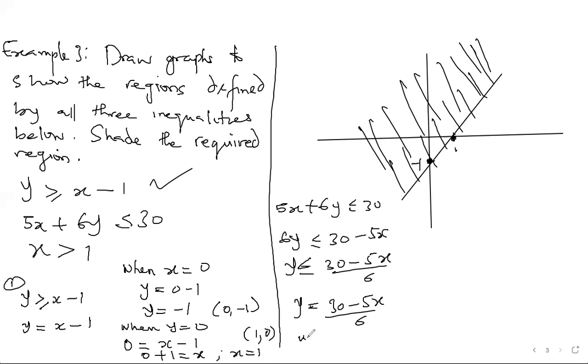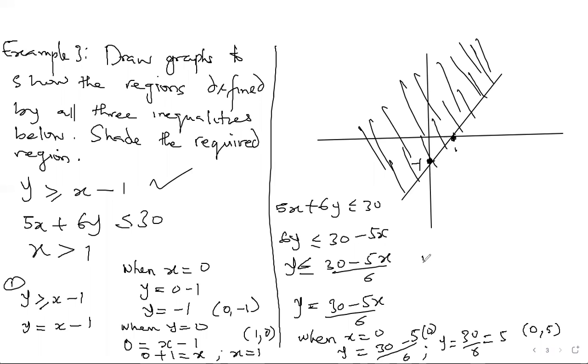Now, when x is 0, what is y? y will be 30 minus 5 into 0, over 6. So y will be 30 over 6, because 5 times 0 is 0, 30 minus 0 is 30. Then that will give me 5. So I have a coordinate there, and that will be 0, 5. Then I need one more coordinate to be able to plot the line.